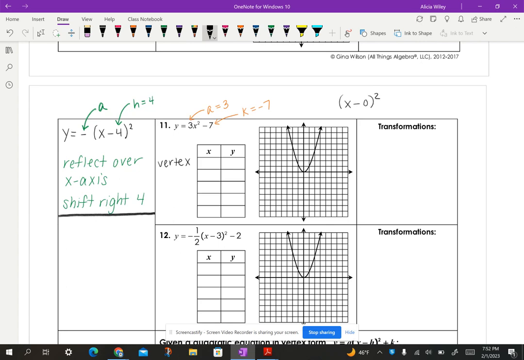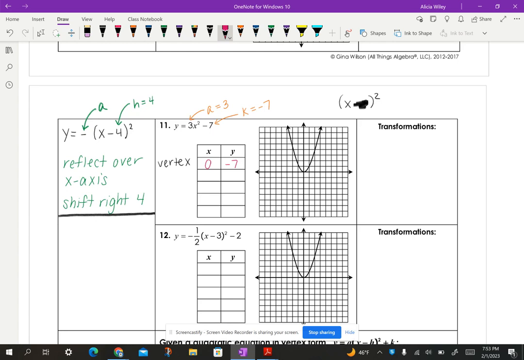Remember, if it's x minus 0 squared, they're not going to write x minus 0, because x minus 0 is just x, and x squared gives you x squared. So that means our h value is actually 0, and our k value, as we know, is negative 7. Because our h value is 0, there's no shift left or right. And because our a value is positive, there's no reflection. If the transformation is not happening, you don't need to name it.